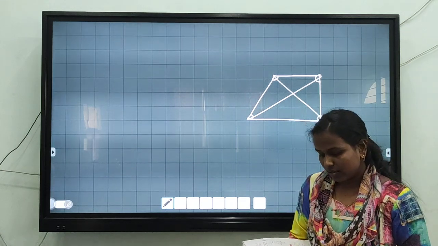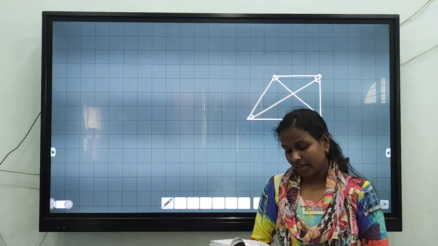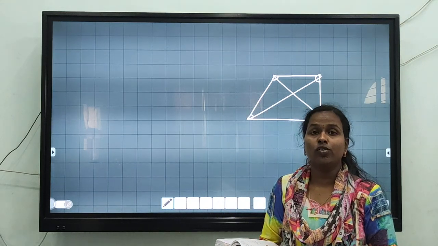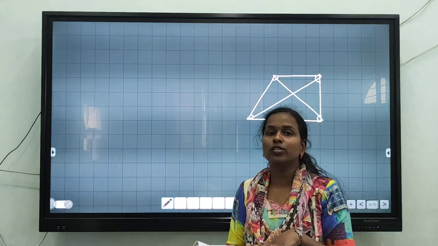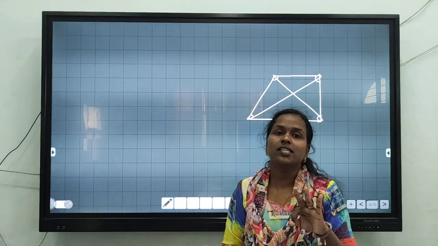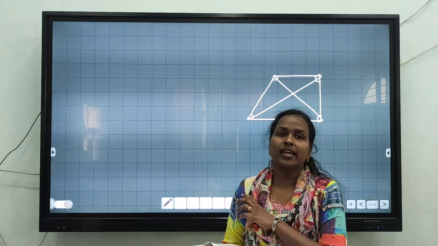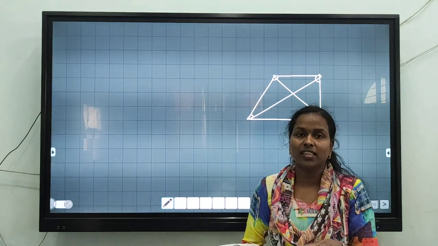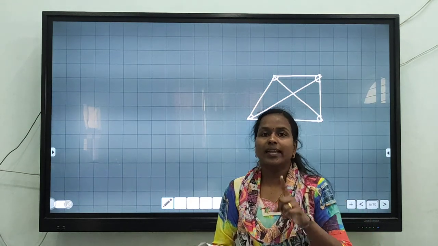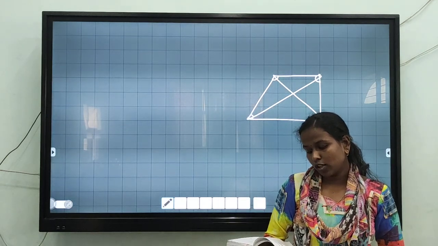Then the third question. See, in the third question angle A is given, and angle B and angle C are given. They are told to find angle D. You know the sum of all these 4 angles is equal to 360 degrees. So 3 angles are given. Add those 3 angles and take that sum to the right hand side, so it will become minus. So 360 degrees minus the sum of those 3 angles, you will get the remaining 1 angle. That is D.